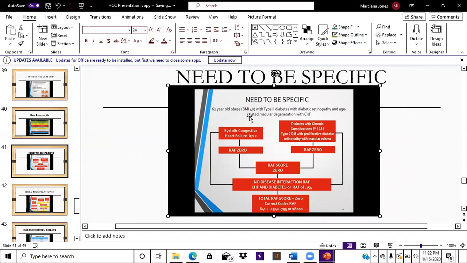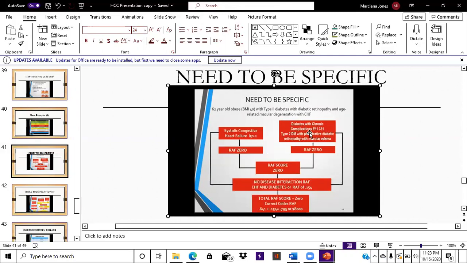So 62-year-old obese with type 2 diabetes and diabetic retinopathy and age-related macular degeneration with congestive heart failure. Oh my God, my goodness, this patient has everything. So you see over here where it just said at the top with congestive heart failure. What kind? So you see here we got specific. We got systolic congestive heart failure. Still no RAF.